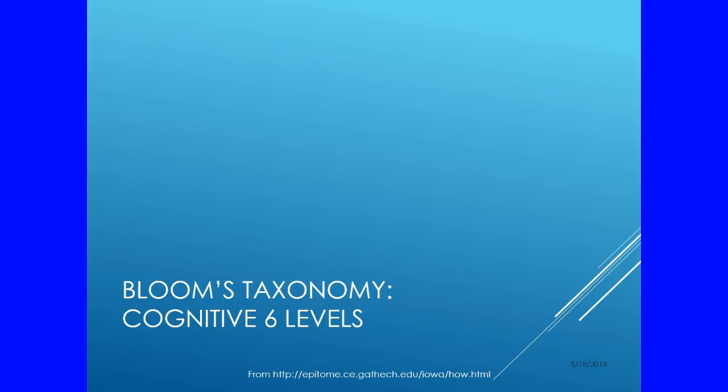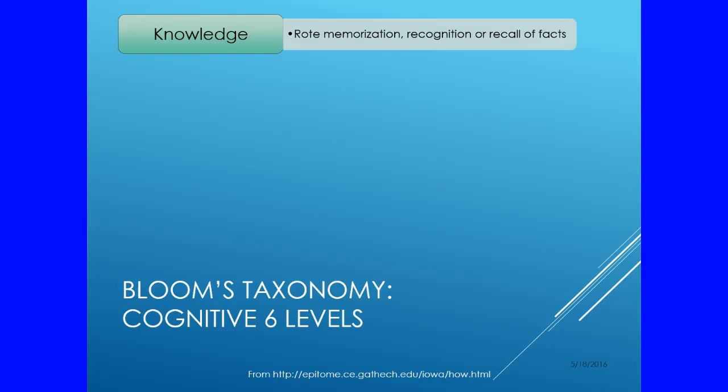The key is to remember what your action verb must be measuring. For instance, how do you measure understanding? You don't, but you can explain, interpret, define, recall, etc. to show understanding. There are 6 cognitive levels, starting with knowledge. This is rote memorization, recognition or recall of facts.